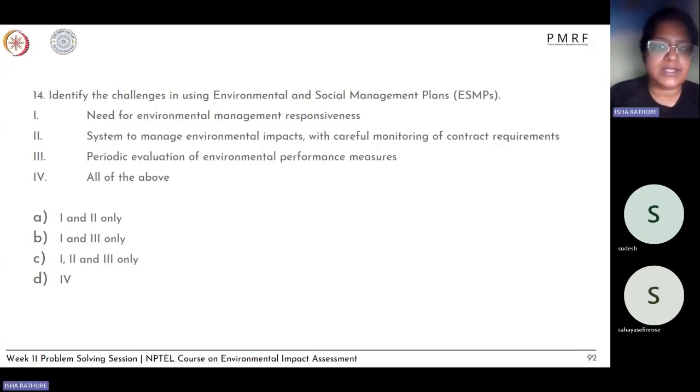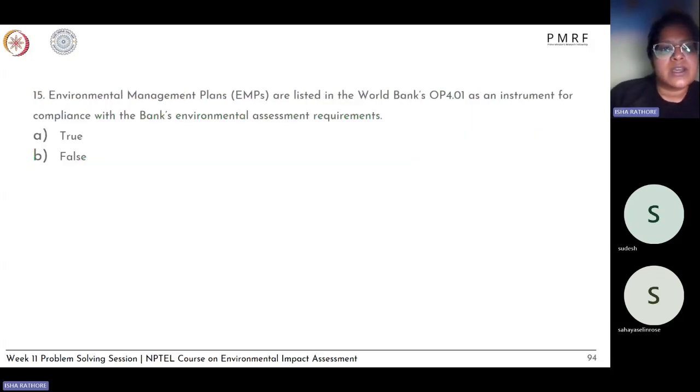Okay, we have an answer D. So D is the correct answer. That is all of the three options which are mentioned. That is need for environmental management responsiveness, the system to manage environmental impacts with careful monitoring of contract requirements, and the periodic evaluation of environmental performance measures. So all of the above is the correct answer. Hence D is the correct option. So moving on to the next question.